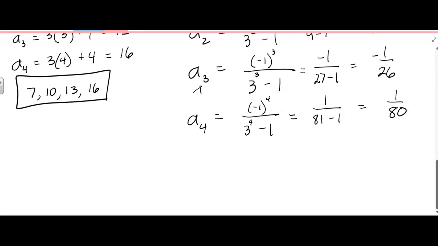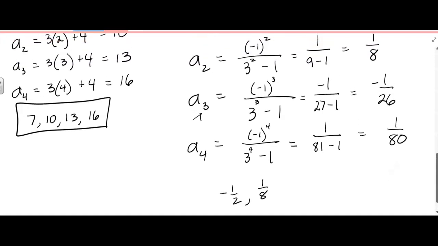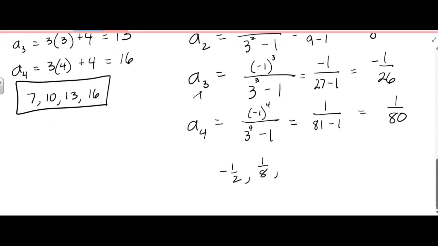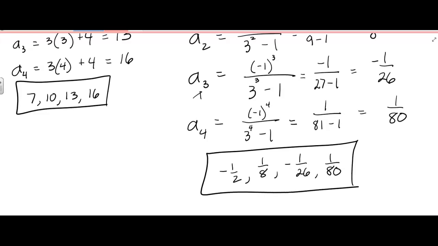Negative 1/2. So you see they're fractions this time. I think it was 1/8, wasn't it? Okay. Negative 1 over 26, and then 1 over 80. Now, why don't we put the ellipses? We're told to just find 4 terms, so we're just finding the first 4 terms. And that's all we're doing here. So we're practicing using a generator and finding terms.